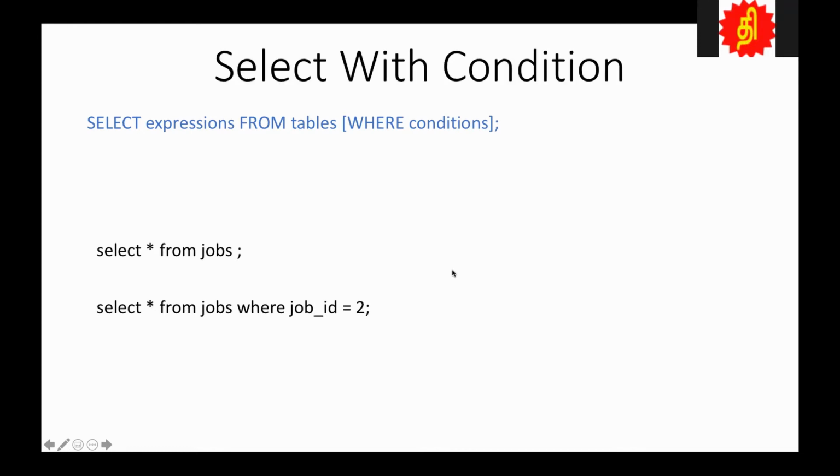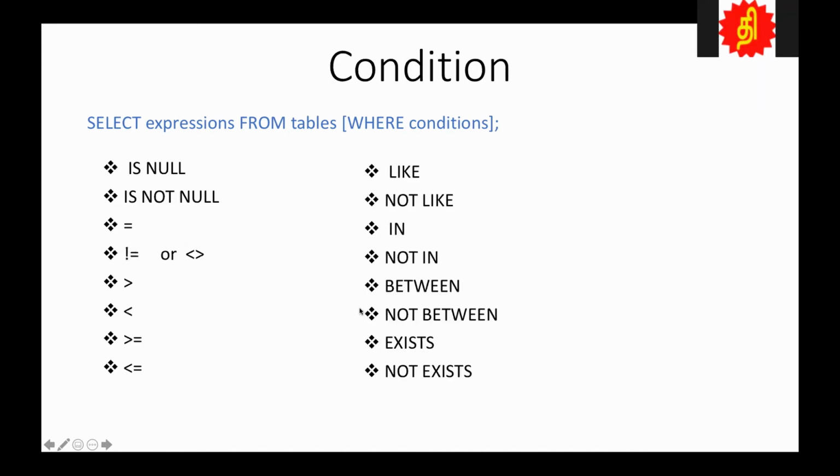Now, how do you do a select condition? Like job ID equal to something here. You can have any column here, but when you say equal to this one, the job ID is equal to that. Now, what are the possible conditions you can apply? Select the expression from where conditions you apply.